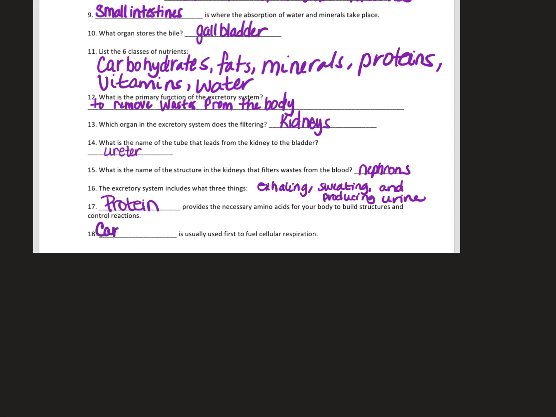He's right. Carbohydrates. Good job, Miles. Miles is ready for a test. Why don't you just give Miles a test? How about not? All right.